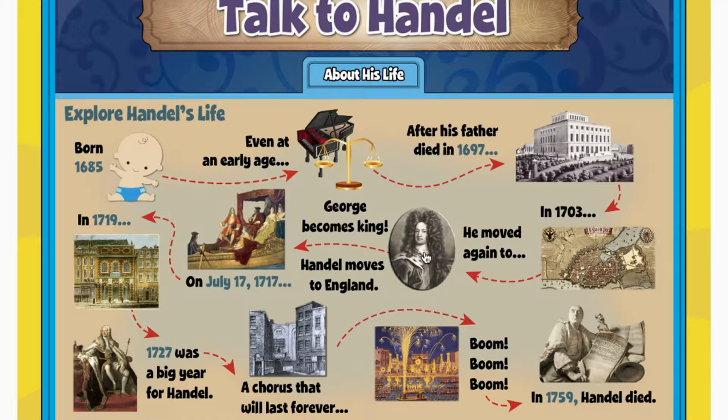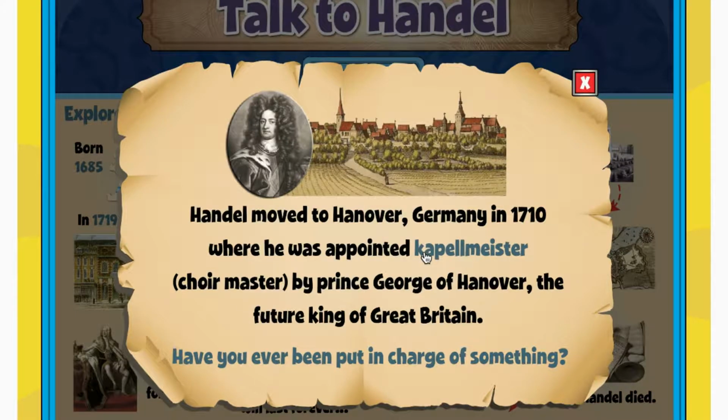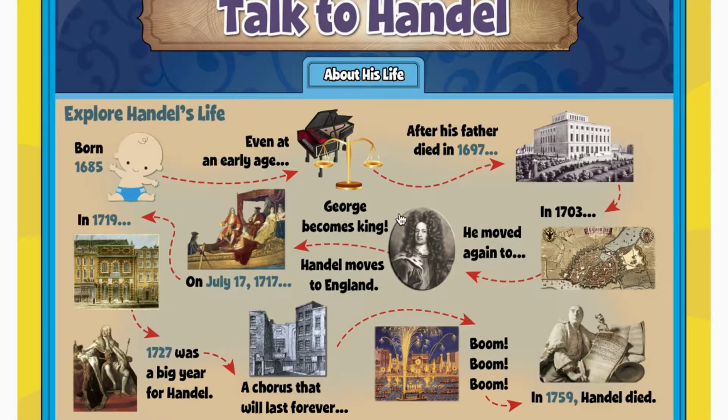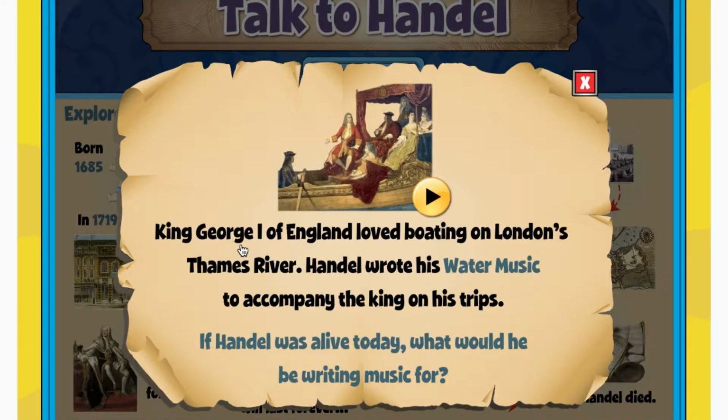Again, Handel moved to Hanover, Germany in 1710, where he was appointed Kapellmeister, choir master, by Prince George of Hanover, the future king of Great Britain. George becomes the king, and Handel moves to England.